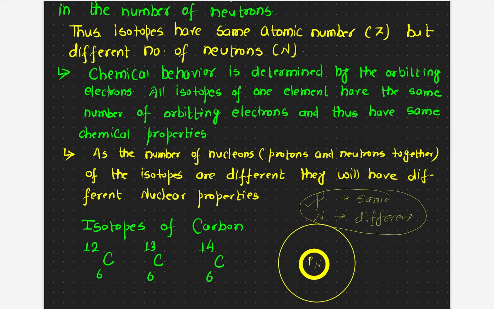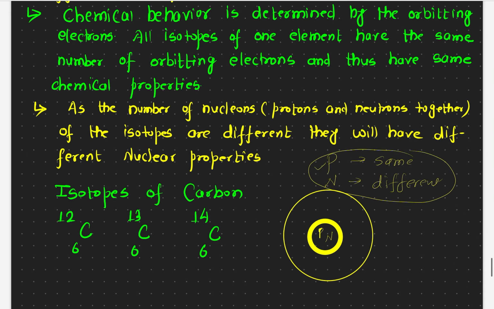So what does this mean again? This means as all the isotopes have exactly the same number of electrons, they will have exactly the same chemical behavior, the same chemical properties. So how do isotopes differ? You know that the number of neutrons is different for each isotope. That means the nuclear behavior, the nuclear properties, will be different for each isotope.